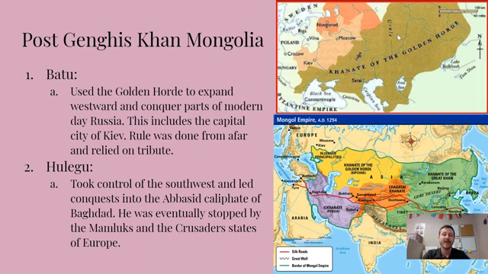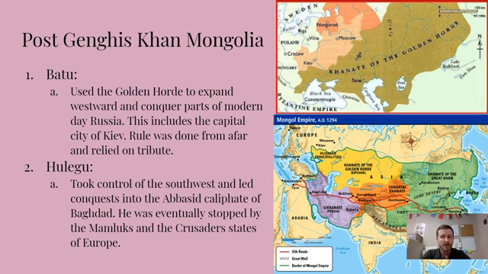So this included the capital city of Kiev, and the rule was done from afar, and they just simply relied on a tribute. We're going to see that this kind of lax rule ends up being the inevitable downfall of the Golden Horde in the Batu kingdom.